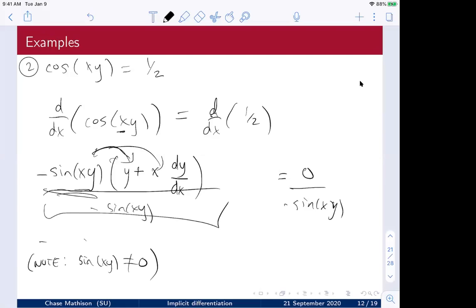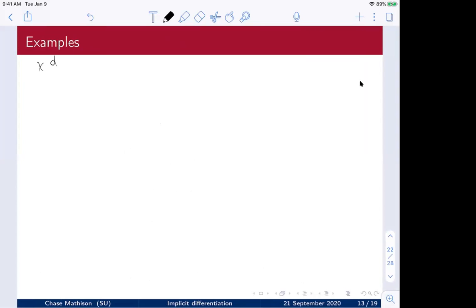So then when we do that, we get y plus x dy/dx is equal to 0 divided by sine of x times y, which is 0, right? And then from there, we're going to get negative y, subtract y from both sides. We're going to get x dy/dx is negative y. And then that tells me that dy/dx is equal to negative y over x.